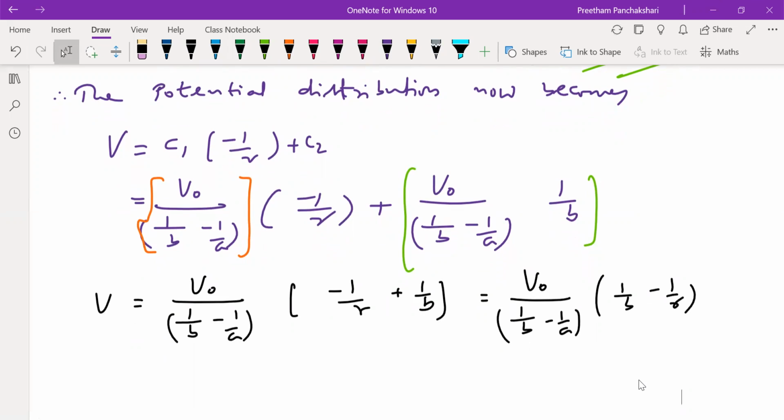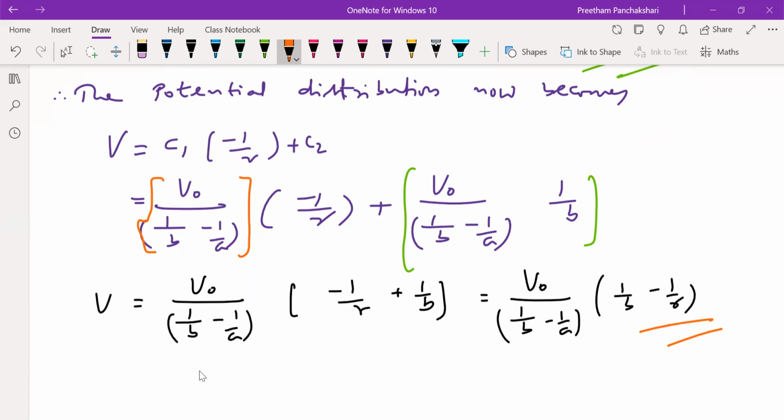We know that B is a larger radius than A. That's why 1 by B is smaller than 1 by A. That means the denominator term is negative. Similarly, if you observe this term also, B is the largest radius in the system, so R is always less than B. So that's why this is also a negative number.